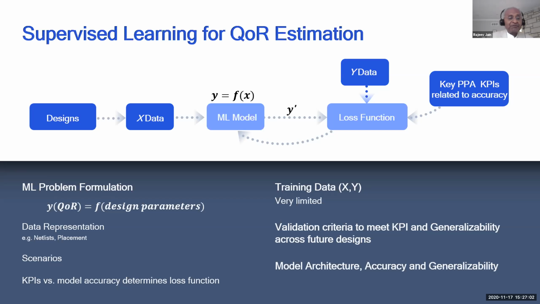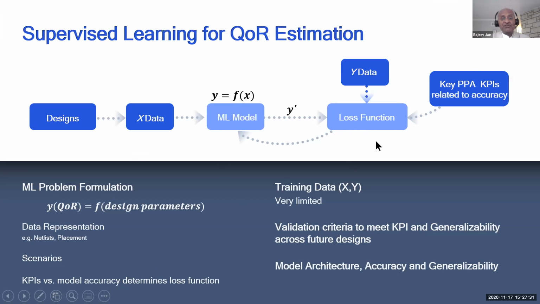Then we have to figure out a good enough set of designs to learn from so that the model will generalize. We have to figure out the KPIs, the performance indicators that we care about for the PPA that will be impacted by the model, because any machine learning model will have some inaccuracy. And remember, that's the problem we're trying to solve. We're trying to get a more accurate QR estimation, right?